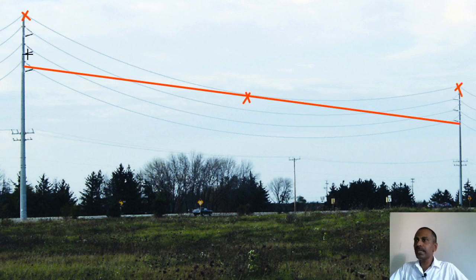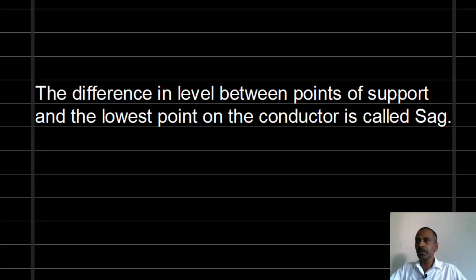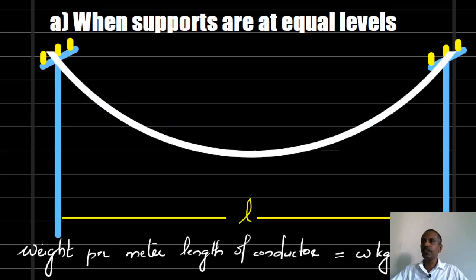This vertical distance between the point of support and the lowest point on the conductor is called sag in the transmission line. So the sag is defined as the difference in level between the point of support and the lowest point on the conductor. Now we have to derive an expression to find the sag in the transmission line.